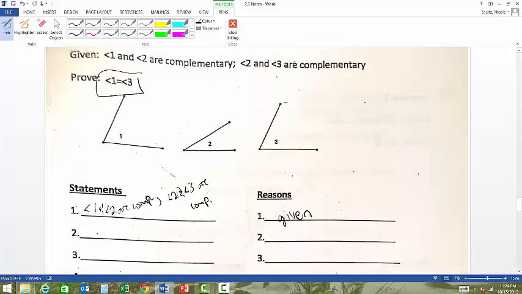So we want to start creating some equations. Let's go ahead and write that angle 1 plus angle 2 equals 90. And angle 2 plus angle 3 equals 90. Just like before, the reason I know that is because I know the definition of complementary, which means adds to 90. It's the same reason for the below step.